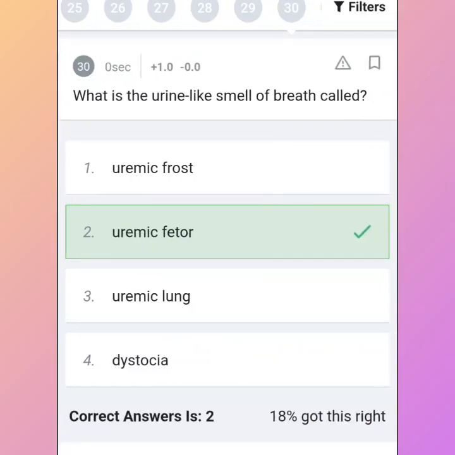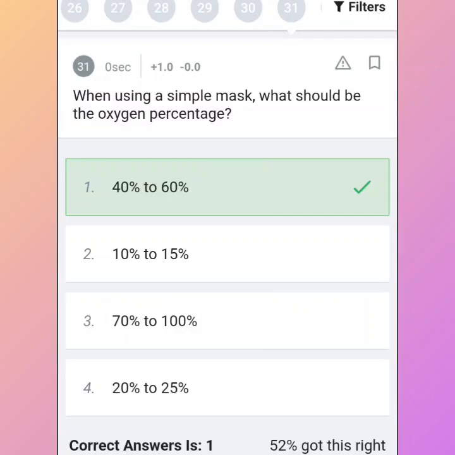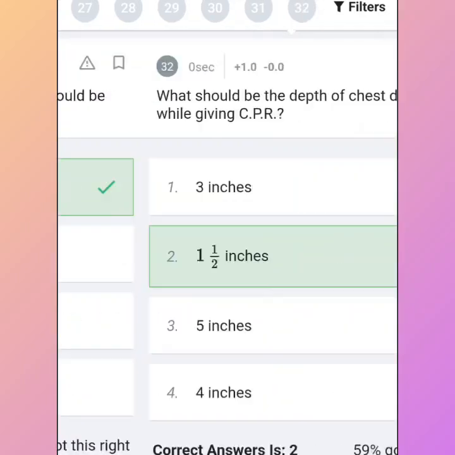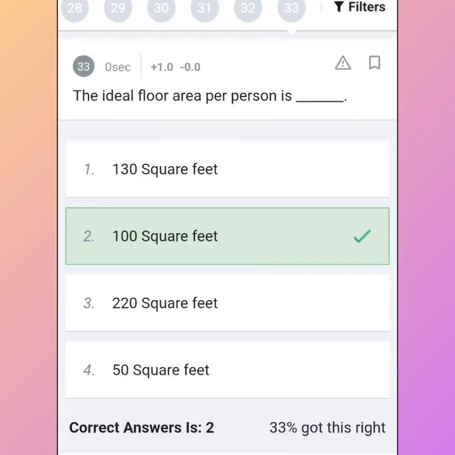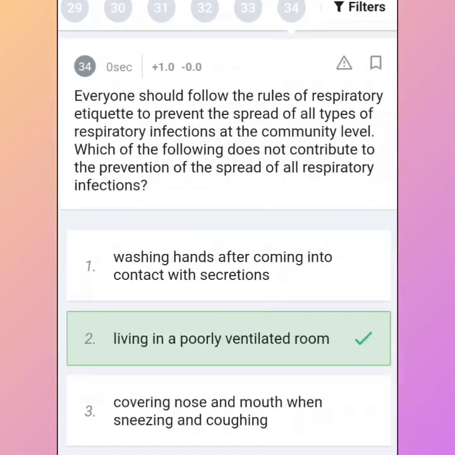Question number 13. What is the urine-like smell of breath called? Uremic fetor. When using a simple mask, what should be the oxygen percentage? Option first, 40% to 60%. What should be the depth of chest compression while giving CPR? Option second, 1.5 inches. The ideal floor area per person is option second, 100 square feet.